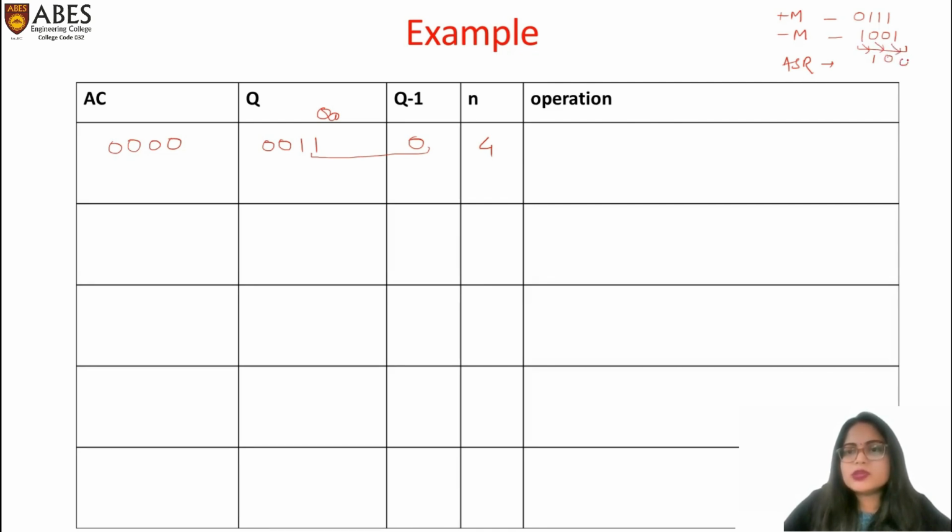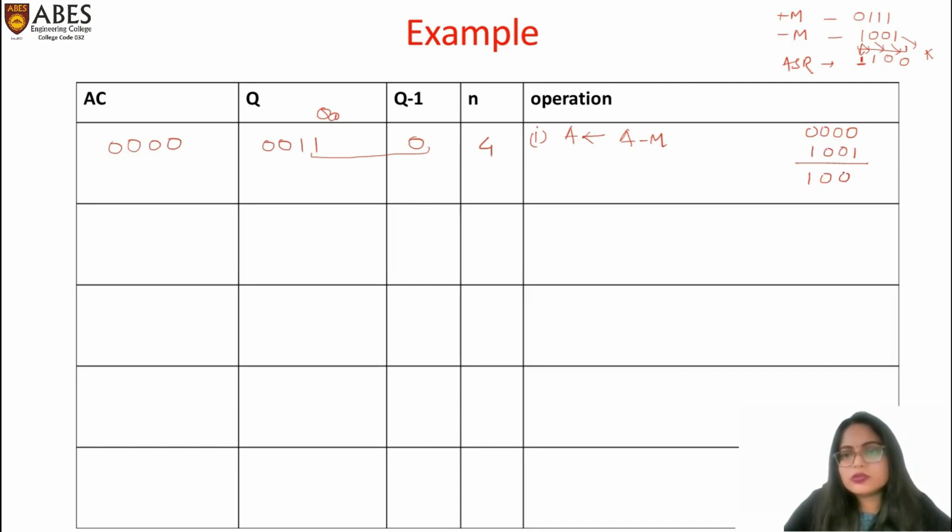Okay, so this will be 0 and this 1 will be discarded. Now what about this MSB? The MSB will be copied, or it will remain the same. So after the ASR, the value will become 1 1 0 0. Now for the 1-0 combination, we can find out that the operation to be performed is A minus M in the accumulator. So A is 0 0 0 0, minus M is 1 0 0 1.